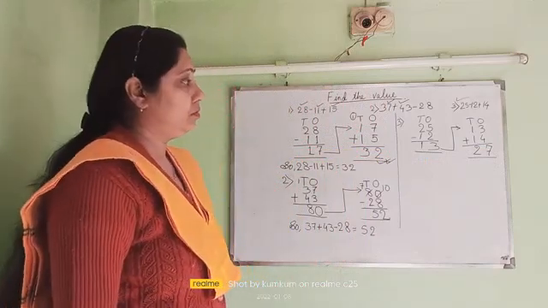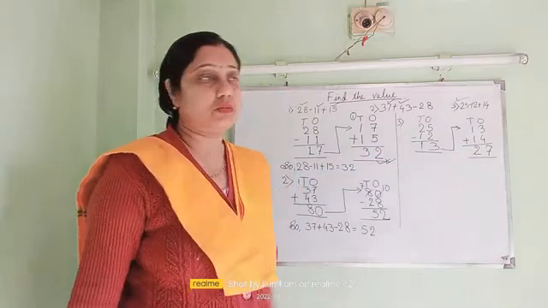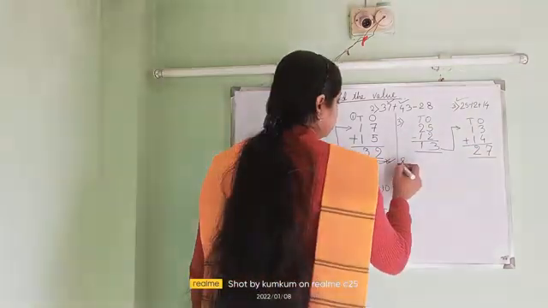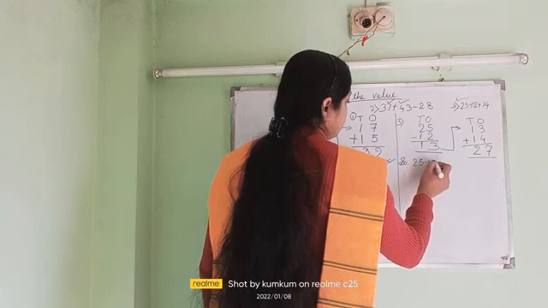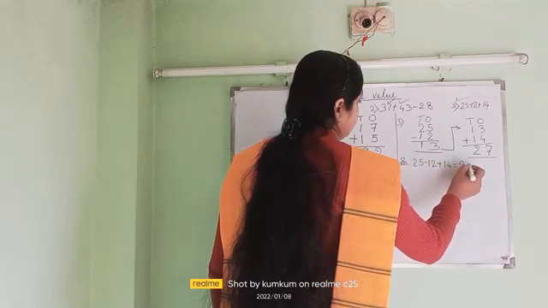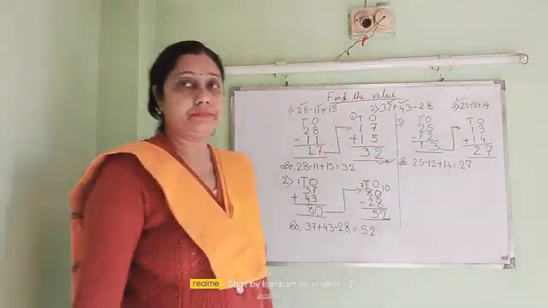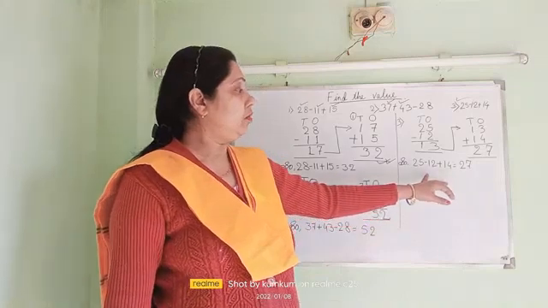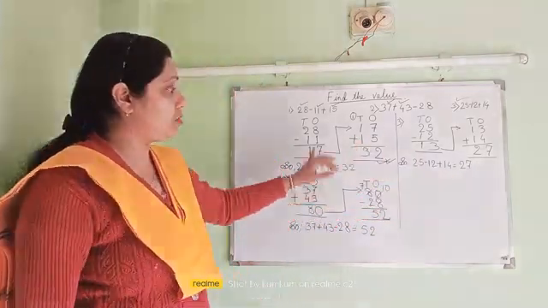Now this way we have to write down the question here. So 25 minus 12 plus 14 equal to 27. Okay. So now from 27, this process you have to follow.